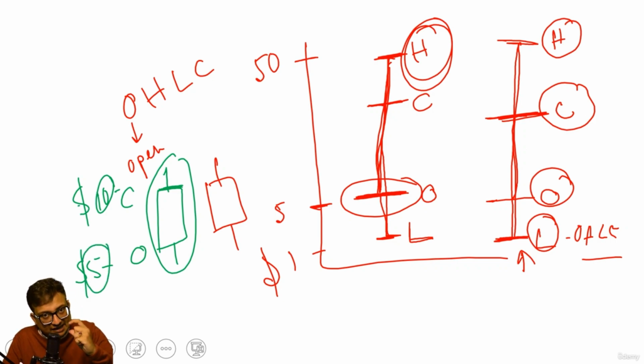Hence, the price has increased in a particular day by $5, which means the day was bullish, the candle is bullish, hence this is the green color. So in a green candle, the closing price will always be higher than the opening price.